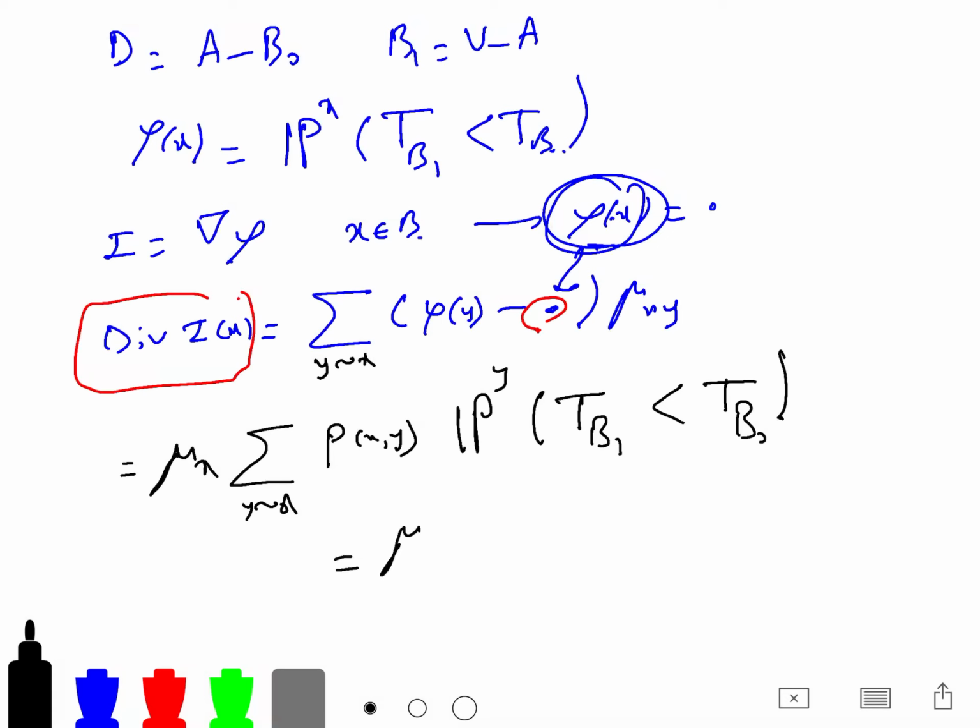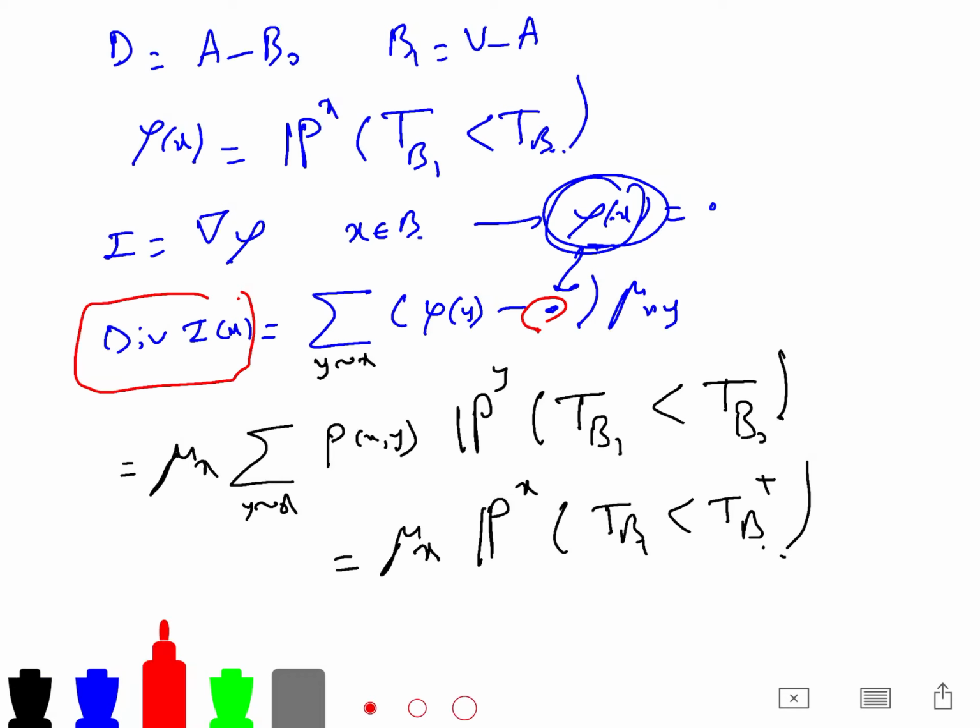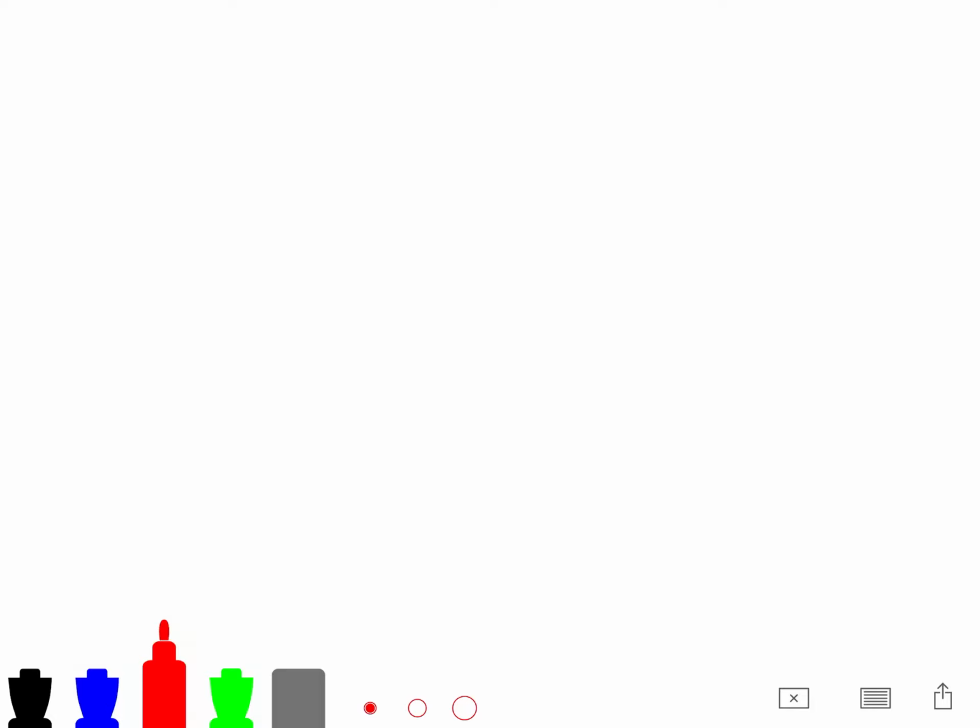And this is equal to the probability that TB1 is less than TB0. We have shown you this technique several times. So the proof of the first part follows just from the definition of effective resistance. But for the second part, we want to prove that the effective resistance between x0 and V minus A is just equal to G_A(x0, x0).